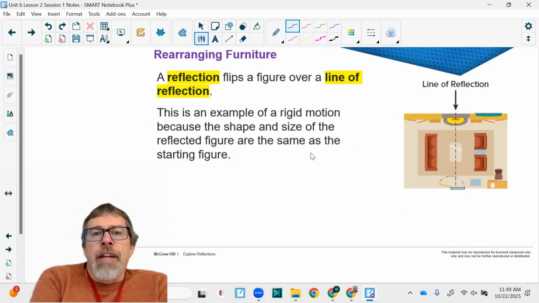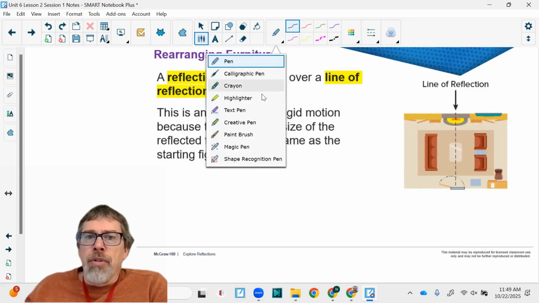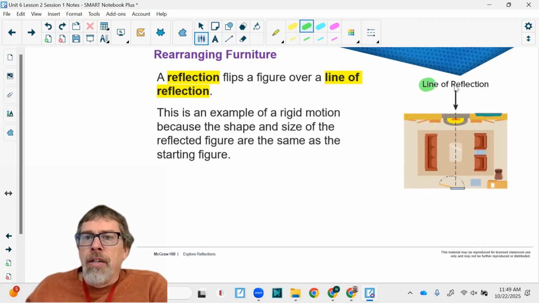So a reflection flips a figure over a line of reflection. This dashed line down the middle of the room is called a line of reflection. They highlighted that right here. I will highlight it here. This is an example of a rigid motion because the shape and size of the reflected figure are the same as the starting figure.